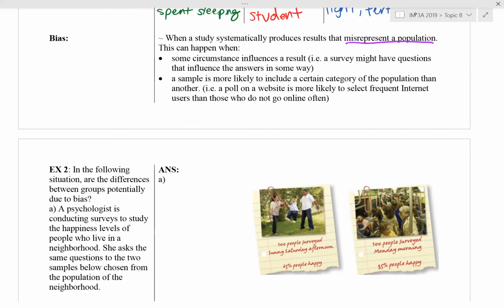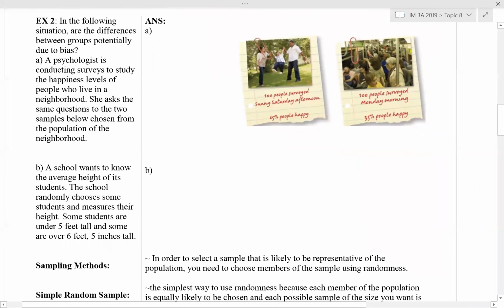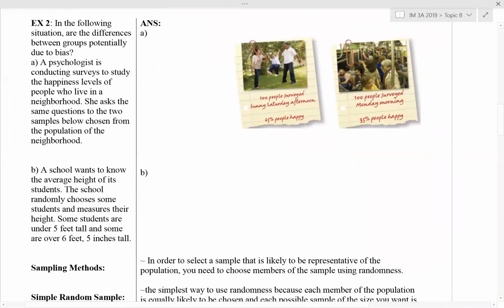often. So those bullet points represent that the survey or a study itself can produce bias, in ways that it's worded or in ways that it's presented. So we're going to focus a little more on the ways that it's presented later. So for now, we're going to look at the study itself, the question itself, maybe. So in the following situation, are the differences between groups potentially due to bias?